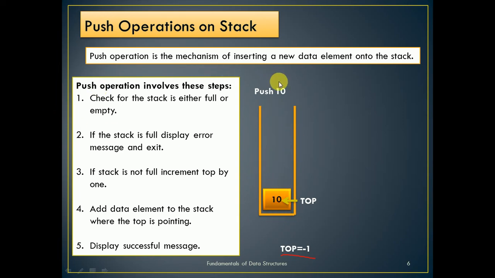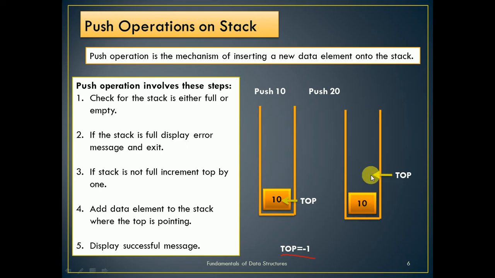Now suppose I want to insert another value, that is push 20. That time also the top will be incremented by 1. The top will now be at the first location of your array. This is the 0th location, this is the first location. Now we can insert the 20. This is the push operation on the stack.